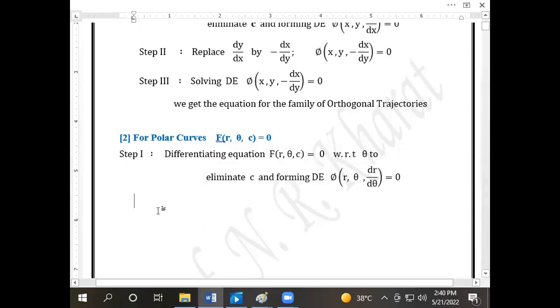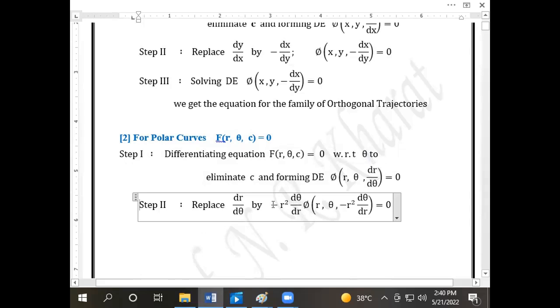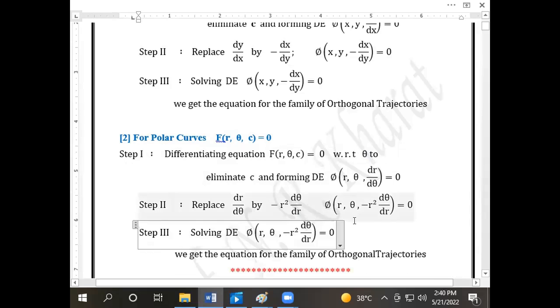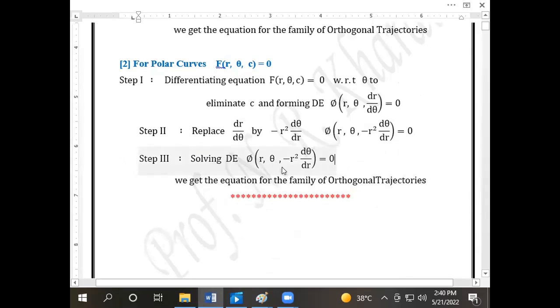And in step number two, we have to change the value of dr upon d theta in terms of minus r square d theta divided by dr. Then the equation becomes phi of r comma theta comma minus r square d theta upon dr. This is the equation of the orthogonal trajectory. And lastly, solving this differential equation, we get the solution of the orthogonal trajectory.